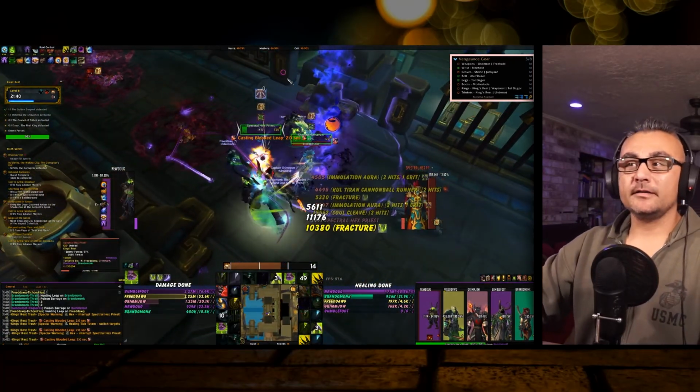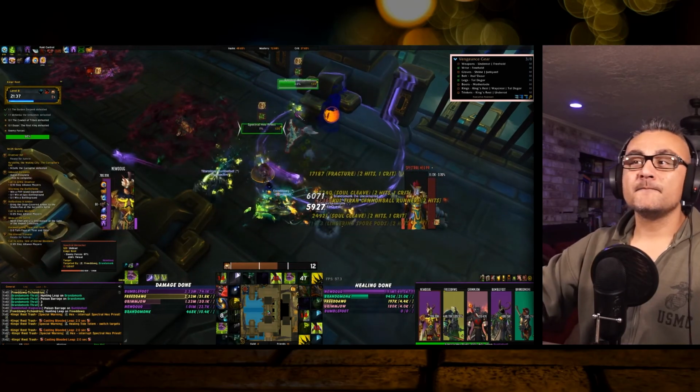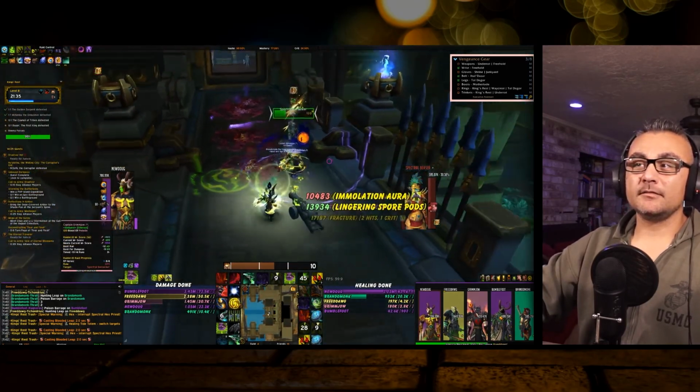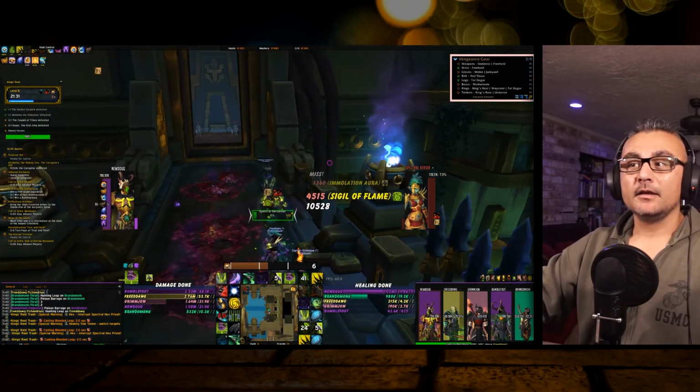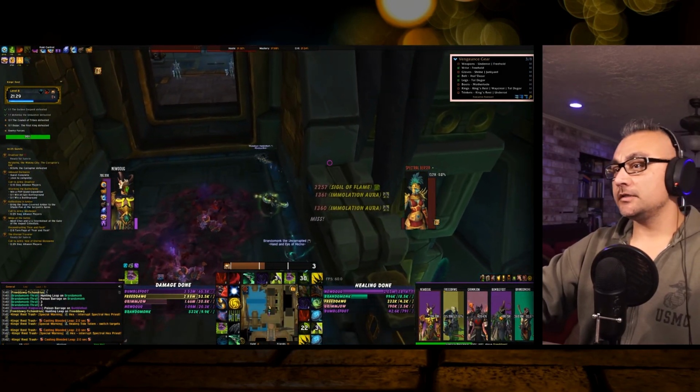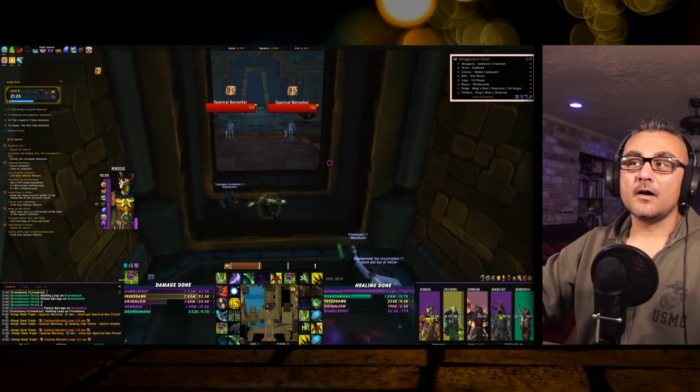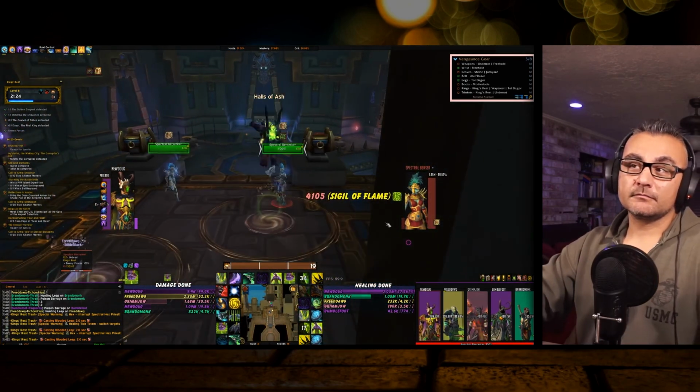Just remember, every party is going to be different. Use add-ons like Details, damage meters, so you can see how much your healer's healing, how much your DPS is DPSing, and just go with it.